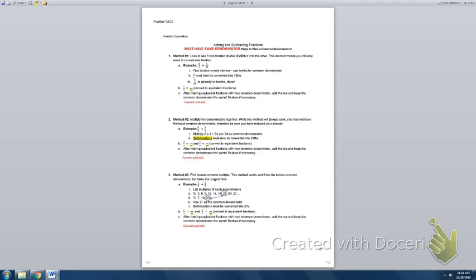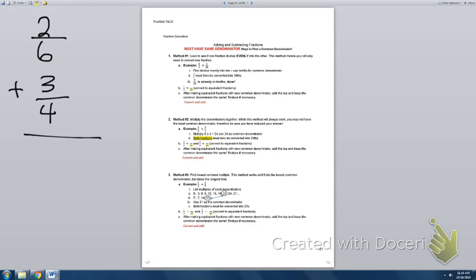Okay, method 2. Method 2 is what most people like, which is to take the denominators and multiply them together. And the example given is 2/6 plus 3/4.